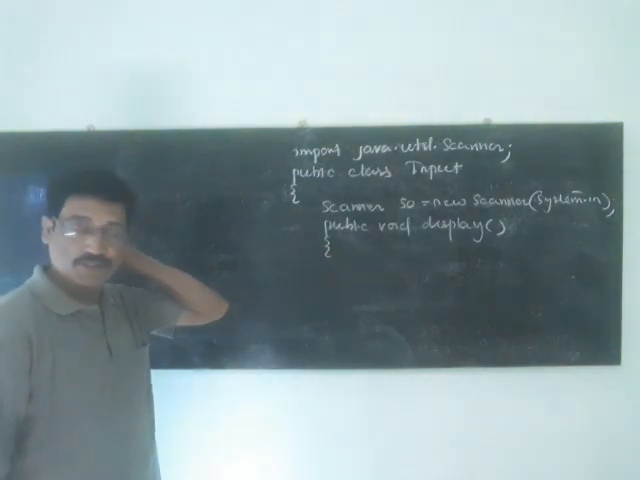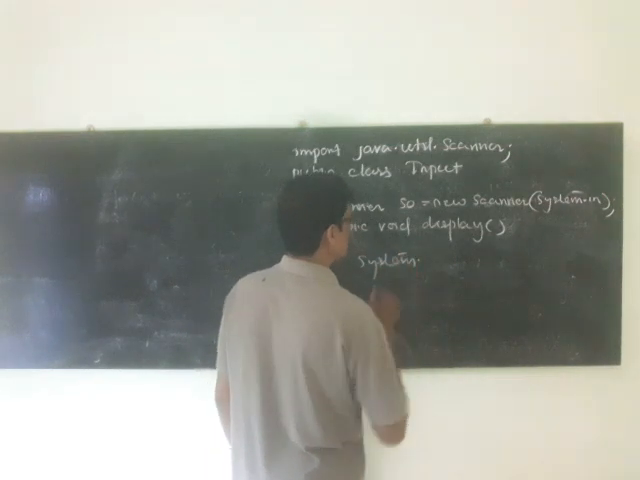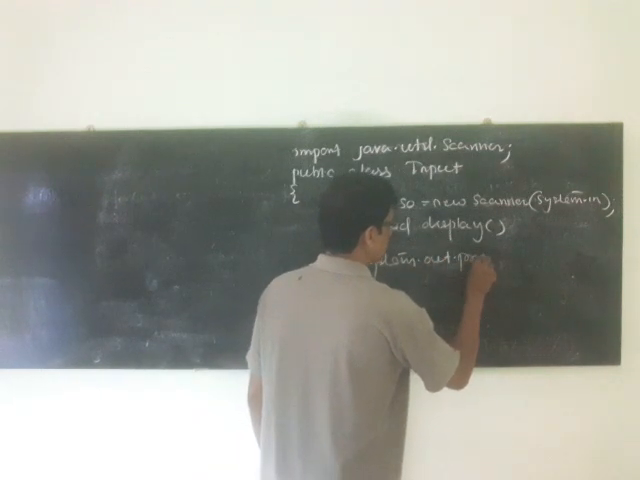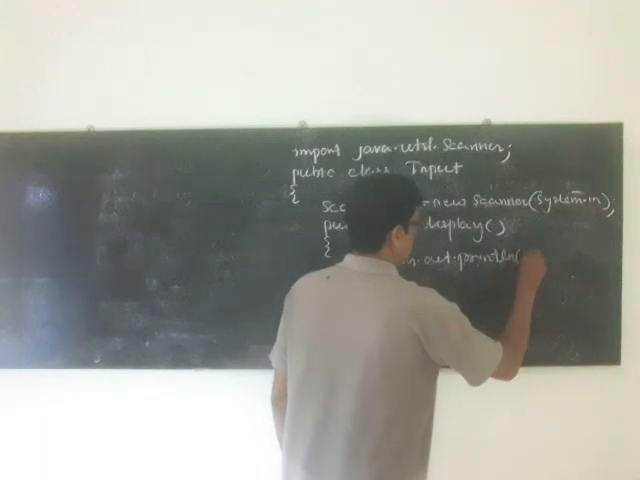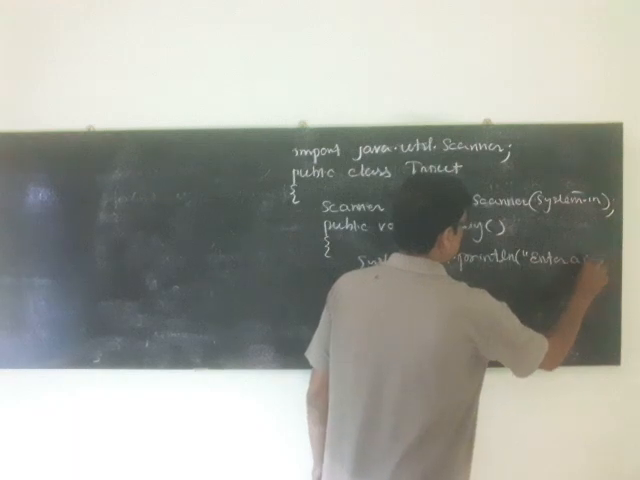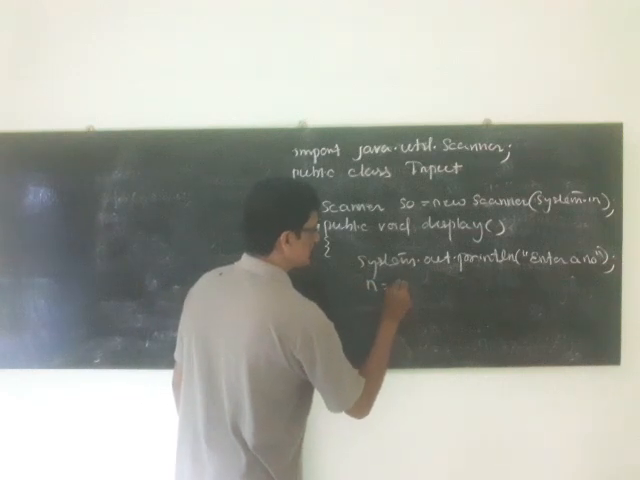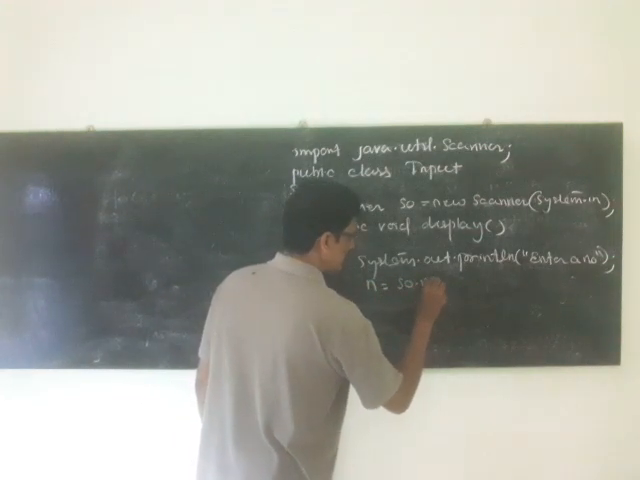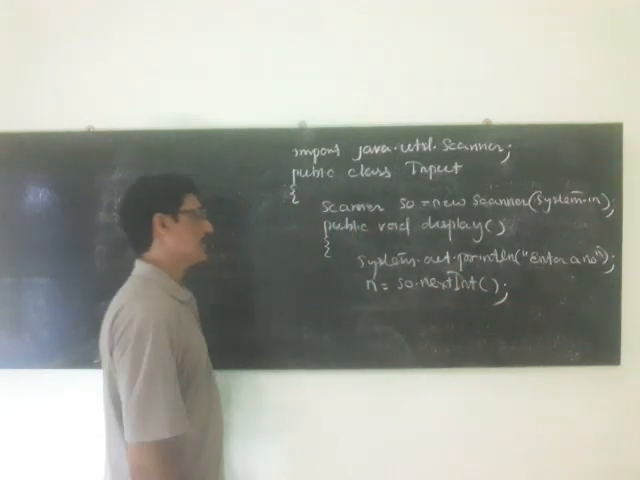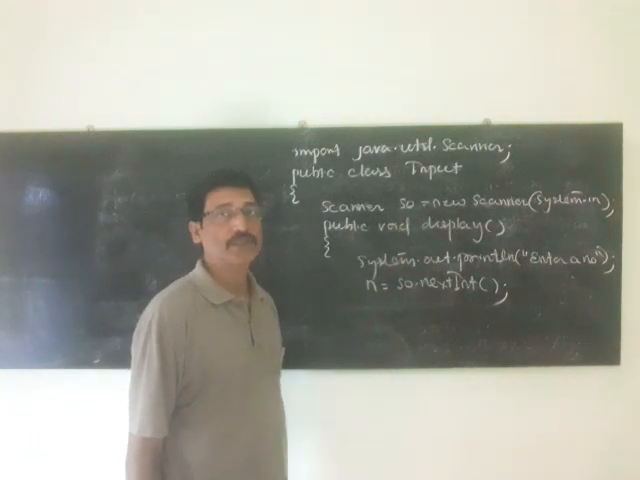Now a user prompt is required to input the data, so that the user can enter the data. System.out.println, keep the user prompt, say "Enter a number". Okay. Now store the number in a variable, say n. n is equal to so.nextInt(). Using this nextInt function, you can read the data that is stored in the scanner object.